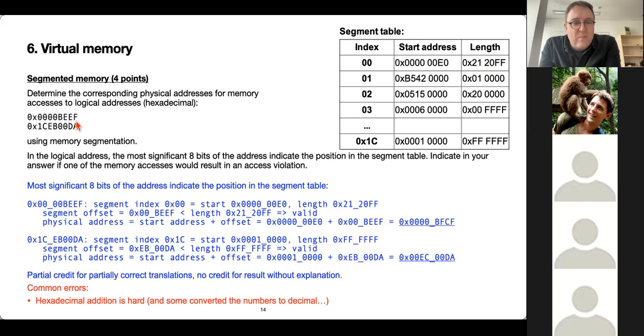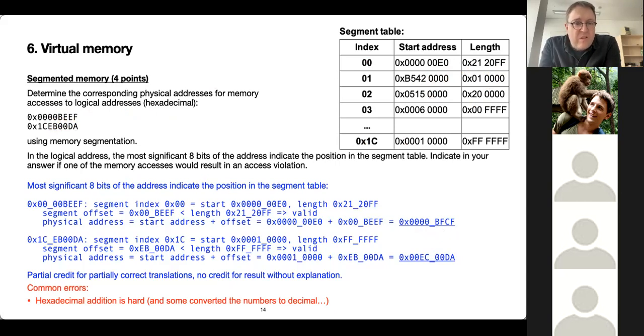So the first thing you need to check is the offset in that segment, BEF: is it still a valid address in that segment? Yes, it is. BEF is less than 2120FF. And then you need to add the start address of the segment to this logical address. So you have to calculate BEF plus 000000E0, and that comes out to 0000BFCF.